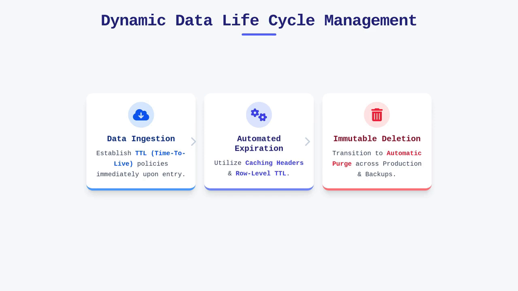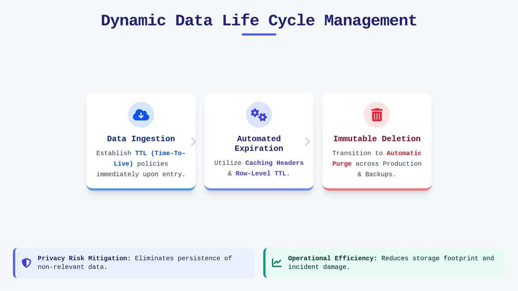This logic should extend from your active production environment into your backup archives, where the cost and risk of storage grow exponentially. By aligning your retention schedules with the actual technical utility of the data, you reduce your organization-wide footprint and make incidents significantly less damaging.